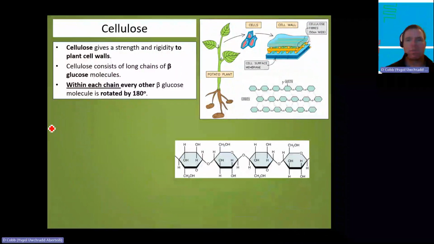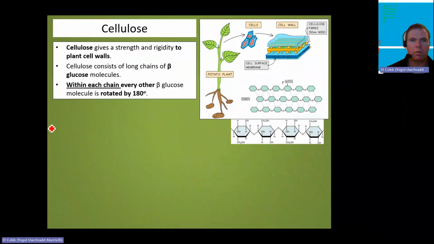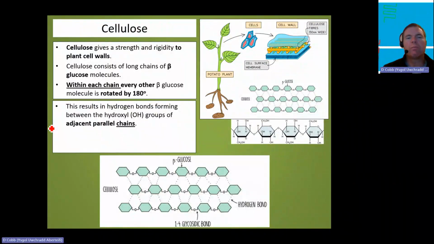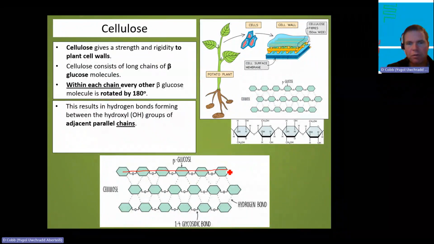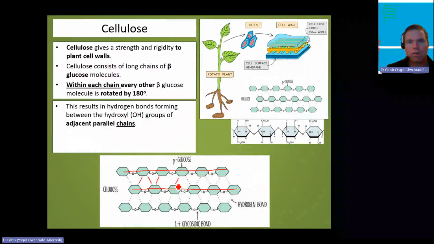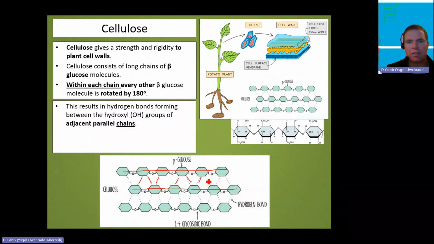So what does that mean? Why is that relevant? There's my chain of beta glucose molecules. Those OH groups, equally pointing up and down, result in the formation of hydrogen bonds between adjacent parallel chains. So I've got a chain here of beta glucose molecules, a chain here of beta glucose molecules, and these are hydrogen bonds between the adjacent chains. I can add one there as well.